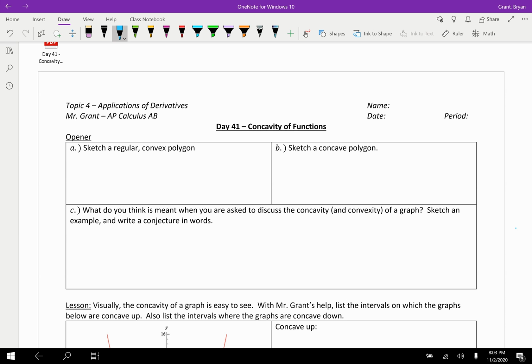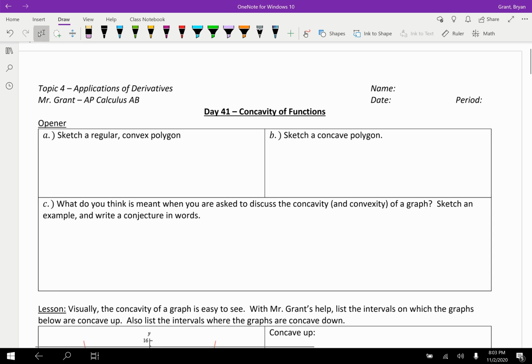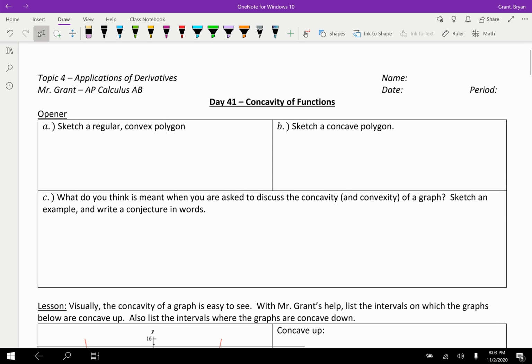But let's start us off with a nice geometry review. Yes, we have to do a little geometry here, but it's nothing too terrible. So quick opener, you're going to have to sketch a regular convex polygon. You might have to look that up. A concave polygon, not necessarily regular here. That's a little trickier. And then go ahead and discuss what you know about the word concavity and convexity of a graph. So again, take a minute or two, try those. It's not crazy important if you do it right or not, but you can always do your own research. And then whenever you're ready, please unpause and we'll get rocking and rolling.